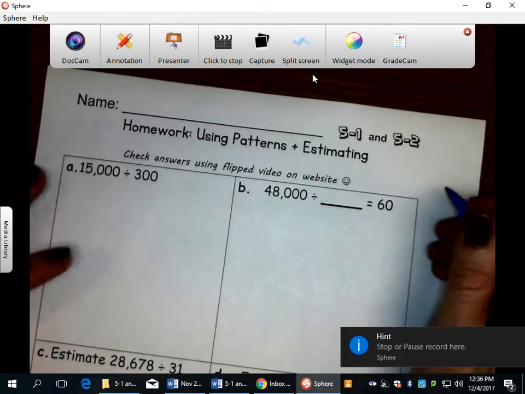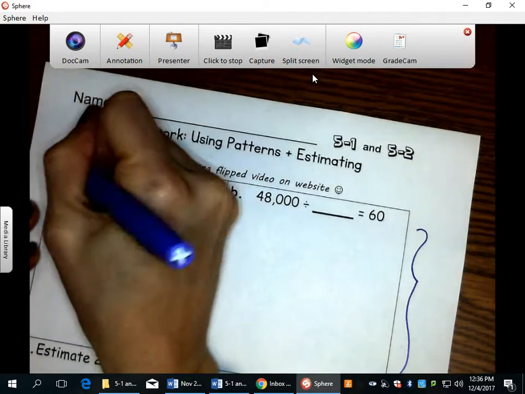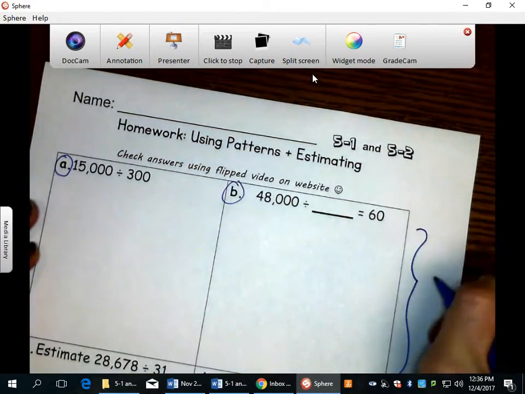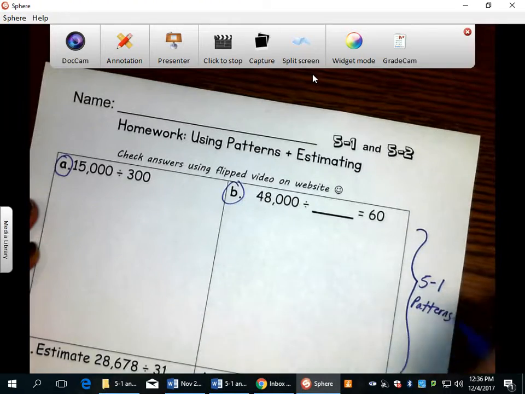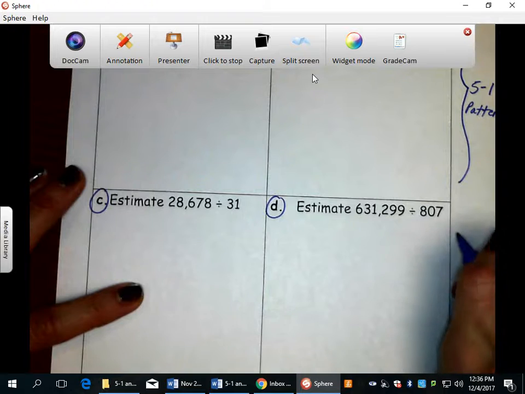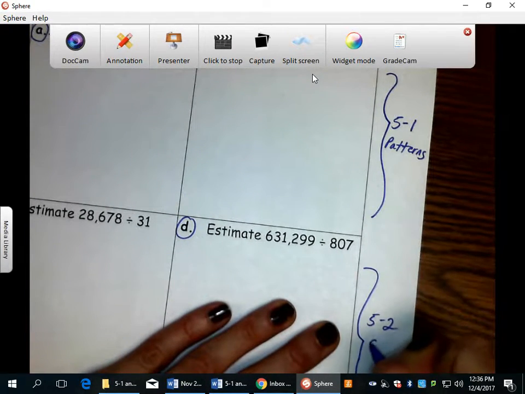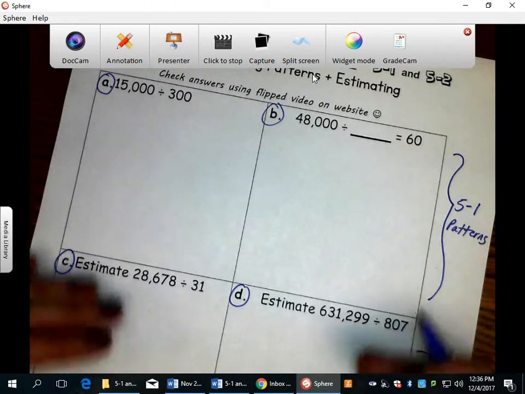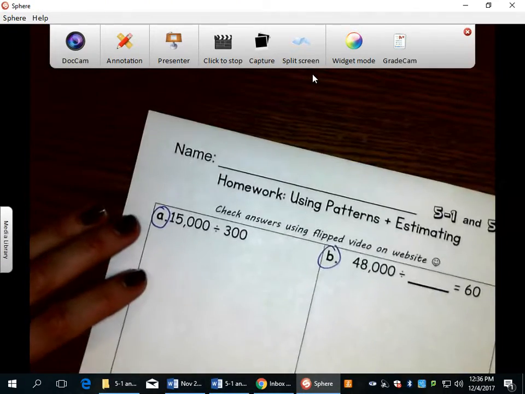Alright, so going over homework for tonight, these first two questions, A and B, are from the first lesson, 5-1, and that's dealing with the zero patterns. These next two questions, C and D, are from lesson 5-2, and that's estimating. So if you need more practice, like if you find some of these hard, you know which ones you need to study more. Okay, so let's look at the first one first.